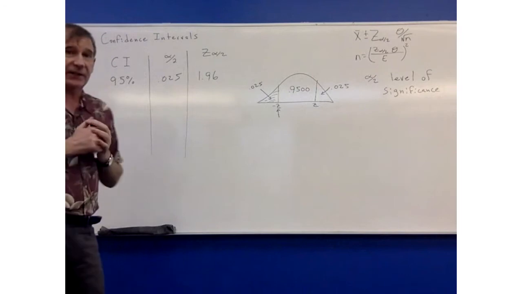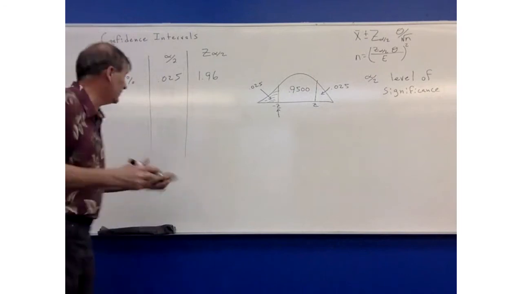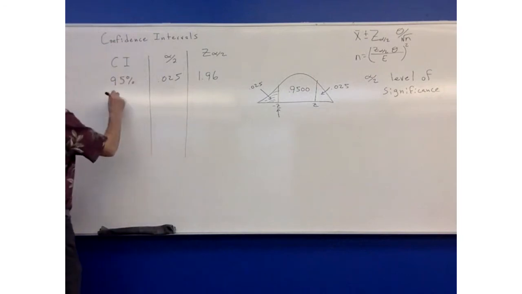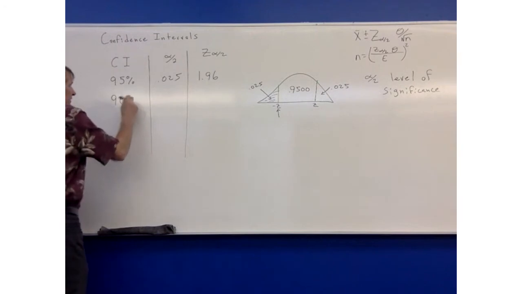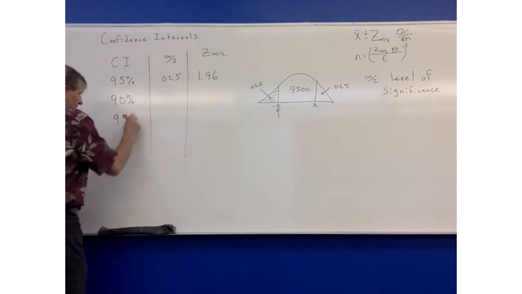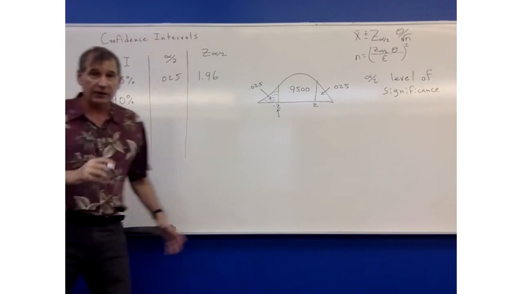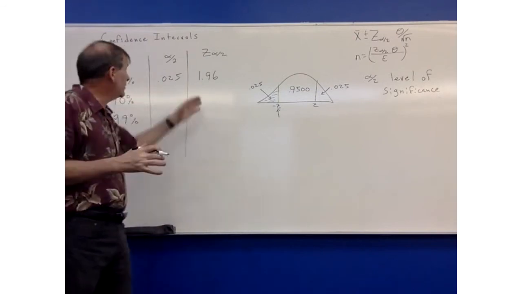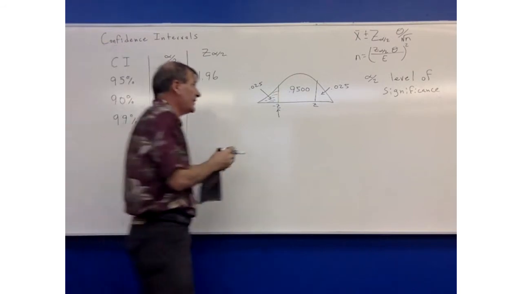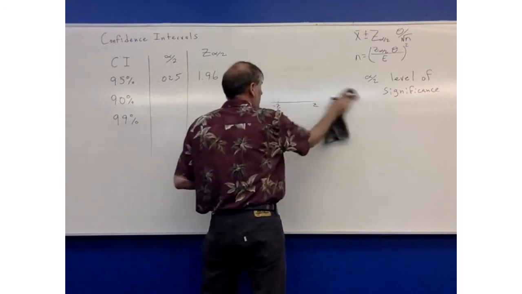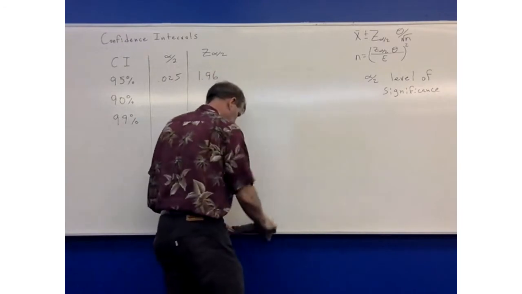Now, what are some other good numbers to use? Well, there's two in particular that come up a lot. 90% and 99%. Those come up a lot. So we're going to find the critical values for those two. So we do it the same way. I'm going to redraw the whole thing.